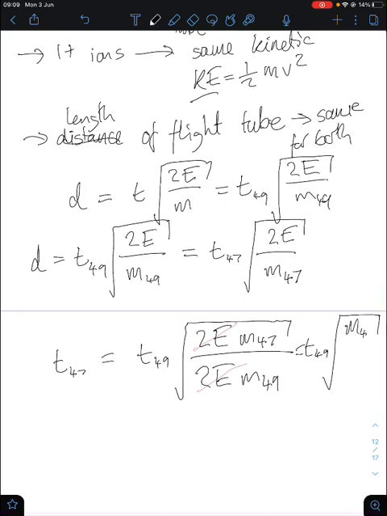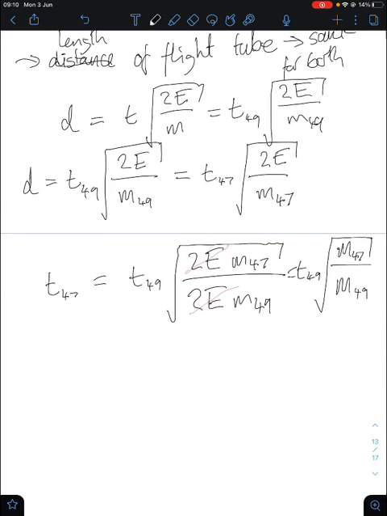So it simplifies to this expression here. The time of flight times by the square root of the ratio of the mass of the 47 ion and the mass of the 49 ion. Again, this is pretty intuitive. This ratio is going to be slightly less than 1, because the mass of the 47 ion is obviously less than the mass of the 49 ion. So if this is less than 1, we're going to get a slightly lower time of flight, which is what we'd expect for a lighter ion. Okay, so this makes sense.